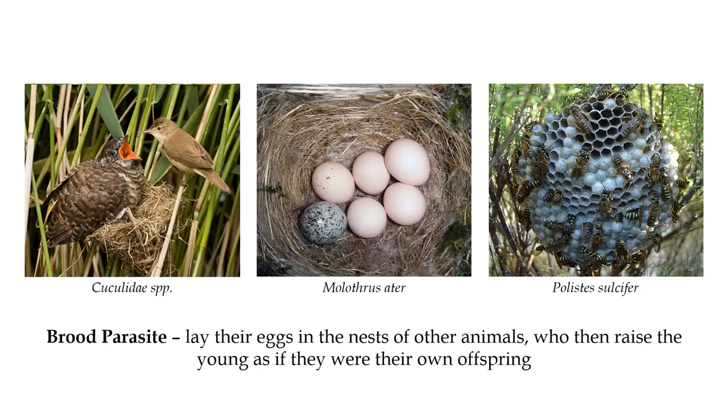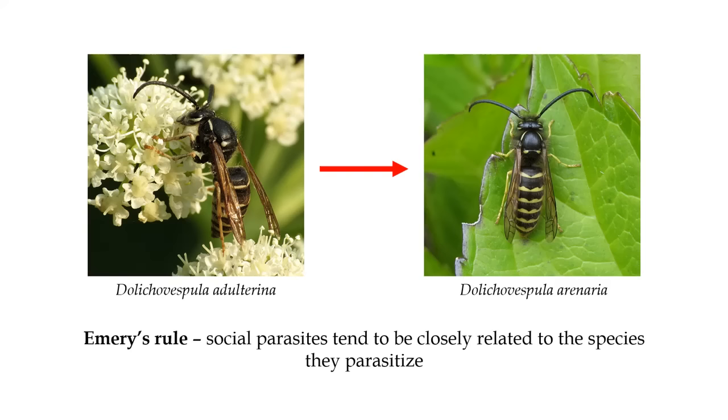Brood parasites lay their eggs in the nests of other animals, who then mistake the brood parasites' young for their own and provide care for them. Some of the most well-known brood parasites are cuckoos, but similar behaviors have independently evolved in dozens of other clades. Like cleptoparasitism, brood parasitism often, though not always, follows the pattern of Emery's rule, beginning as an intraspecific interaction from which the brood parasites eventually branch off as a new species.